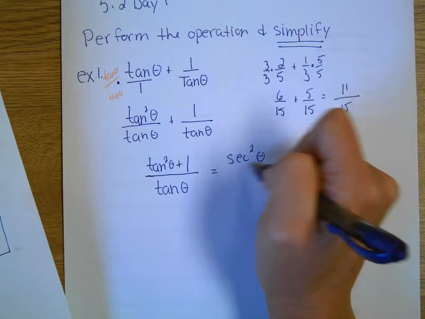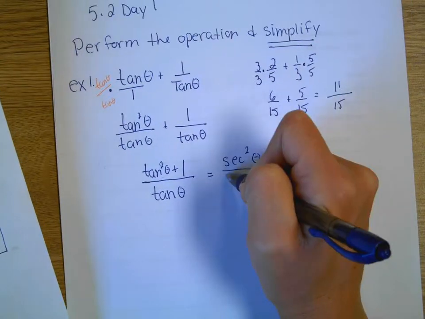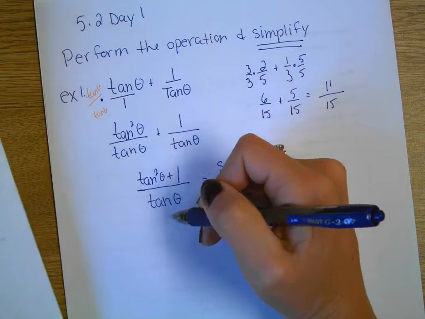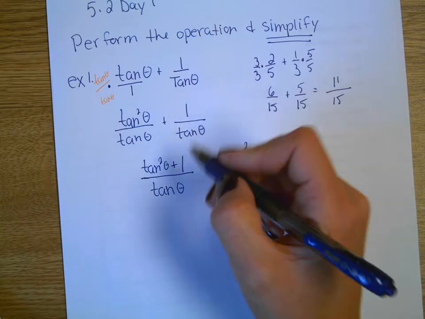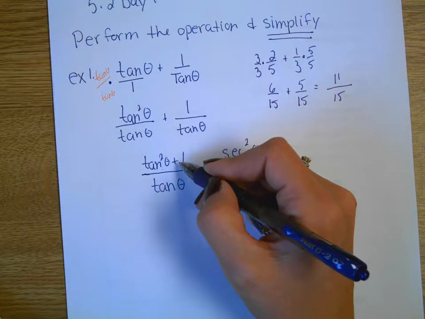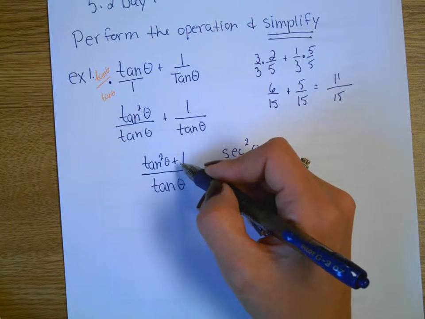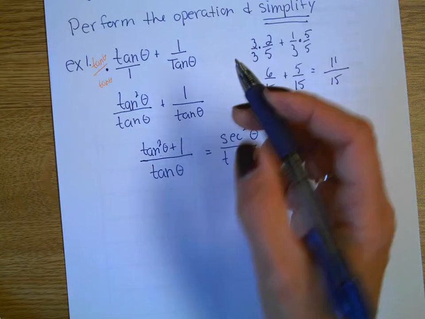I would have definitely divided the bottom tangent with the top. You can't cancel. That's not legal. When you see add or subtract, this is my way to help you remember when you can cancel and when you can't.